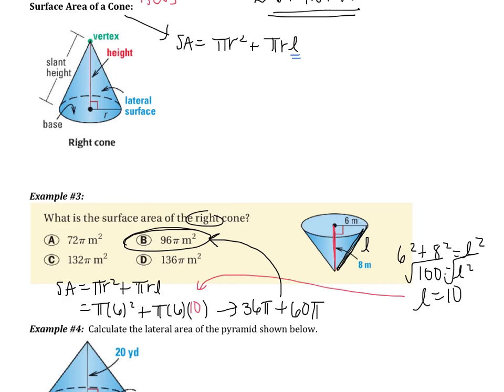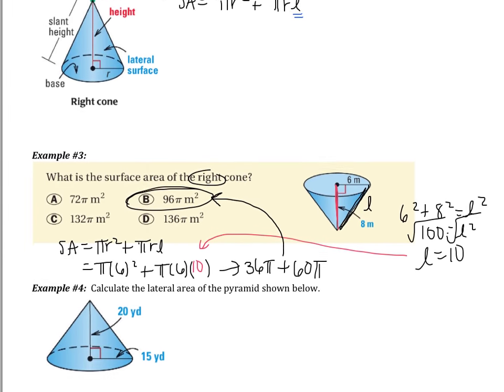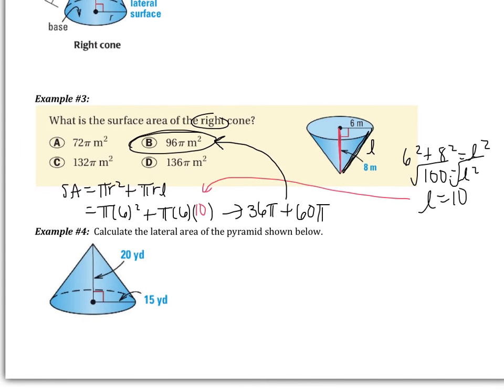Okay, so let's move on to example 4. Example 4 says calculate the lateral area of the pyramid shown. Well, this is actually a cone, so let's fix that. Calculate the lateral area of the cone shown below. Okay, so let's look at our surface area formula. So our formula is pi r squared add pi r L. That's surface area. But the question specifically asks us for lateral area.